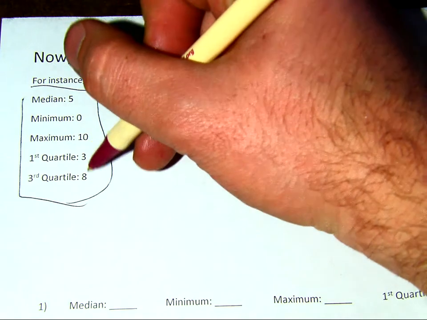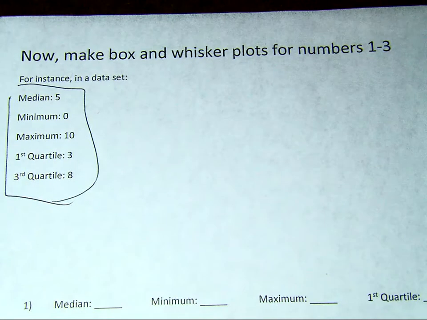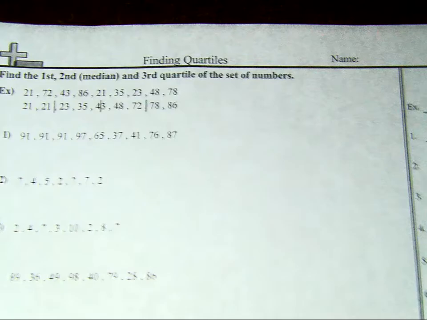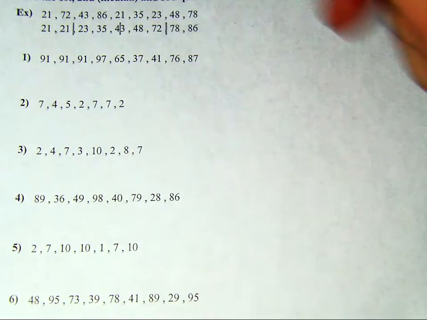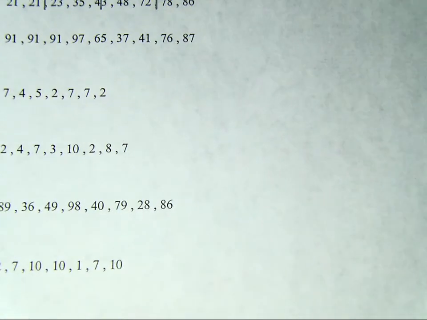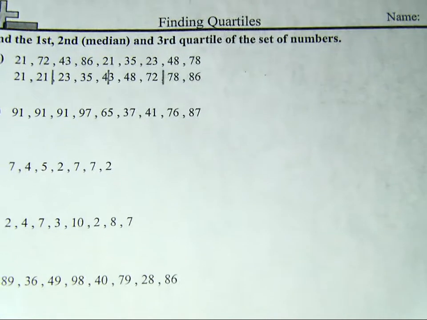The first quartile is 3. The third quartile is 8. That's probably some weird numbers. I'm actually going to explain on the back what those mean. To find quartiles from a set of data, here I have 91, 91, 91, 97, 65, 37, 41, 76, 87. Not that bad. I can find a bunch of measures.